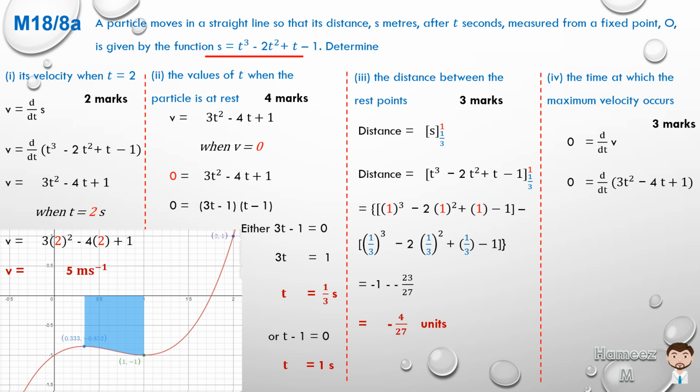the velocity 3t squared minus 4t plus 1, which works out to be 6t minus 4. So we can solve for t. So 4 is equal to 6t. So t is equal to 4 over 6, which is 2/3 seconds. So the time at which the maximum velocity occurs will be 2/3 seconds, which will be in between the points of rest.